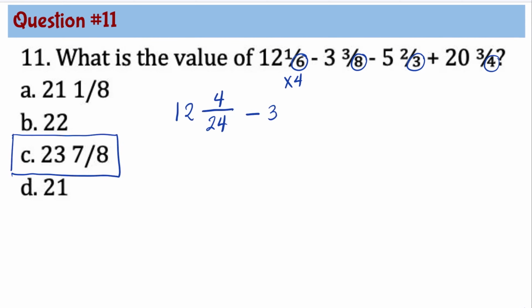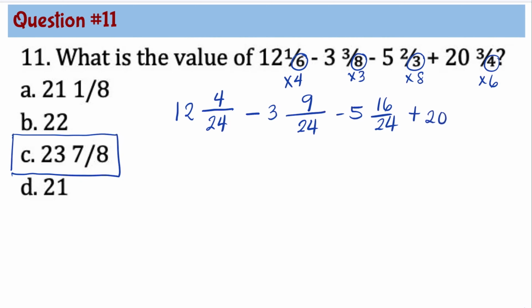The second fraction, 3/8, we need to multiply by 3 to get that to 24. So we have 9 over 24. The third fraction needs to be multiplied by 8. So we have minus 5, and that will be 16 over 24. The fourth fraction needs to be multiplied by 6. So we have 20 and 18 over 24.